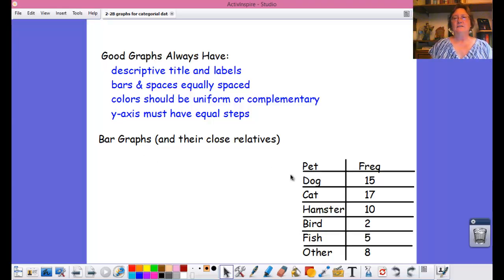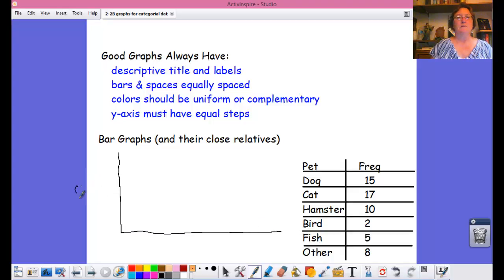Okay? So I'd like you to take this totally made up data. Actually, it's not that made up. I collected it from a class in a previous year. I had these pet types listed and asked people to mark whether they had any of this type of pet in their home. And these are the number of homes that had each of the pets. In this bar graph, the y-axis is going to show frequency.